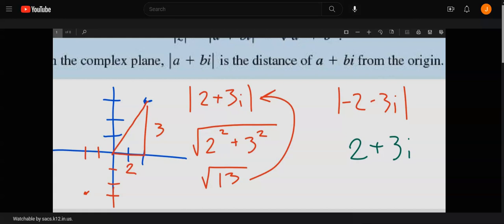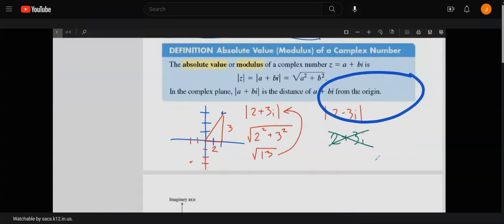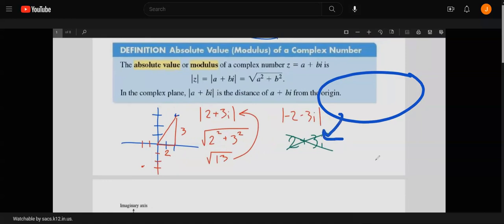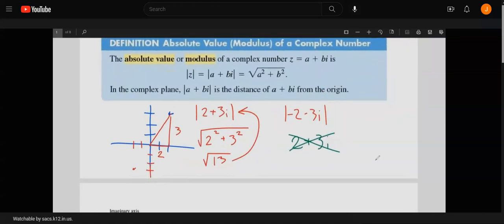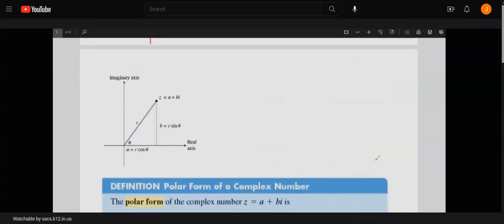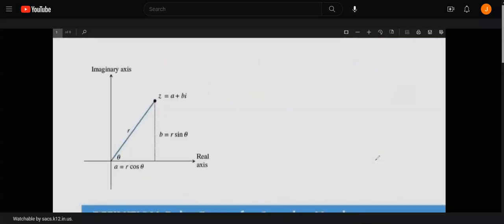So what I don't want to see is when I say take the absolute value, lots of kids just want to change the signs. That's not what we do. So don't tell me that the absolute value of this thing right here is 2 plus 3i, because that's wrong. You have to use the Pythagorean theorem. So actually draw it out.